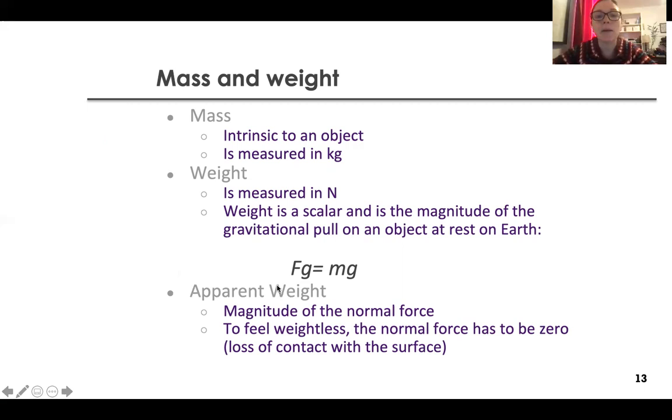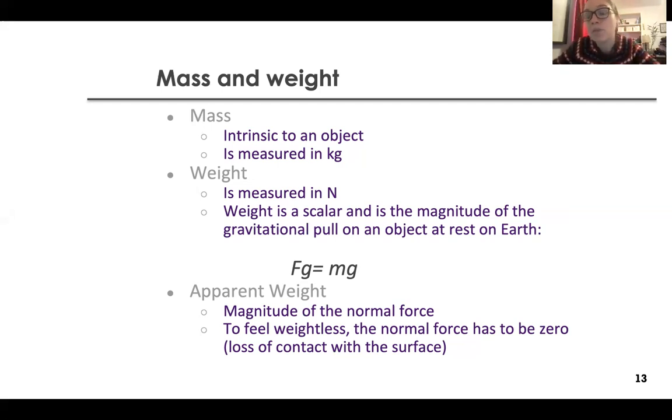Then we also have the apparent weight, and the apparent weight is the magnitude of the normal force. So typically, if I'm just standing on the ground, my normal force and my gravitational force are going to cancel out. If they cancel out, then I feel exactly as heavy as I am. The amount I feel, the normal force, is equal to the force of gravity that's pulling me down. However, we could have situations where your apparent weight is not the same as your gravitational force.